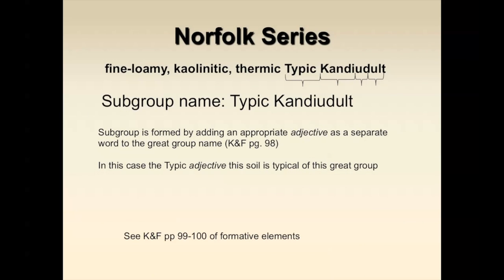Now we look at the subgroup name. The Norfolk series is a typic Candy Udalt. The subgroup name is found by adding an appropriate adjective. So typic would mean, in this case, a typic adjective is typical for this great group, you know. So if you look at a whole lot of Candy Udalts, the Norfolk series would be typical of many of those Candy Udalts.